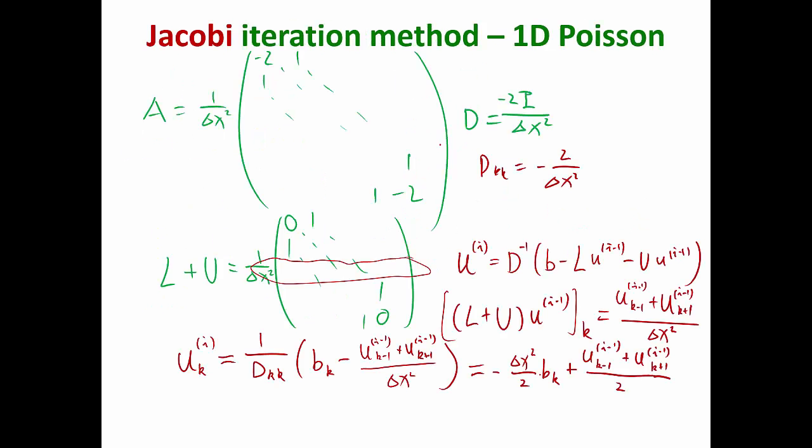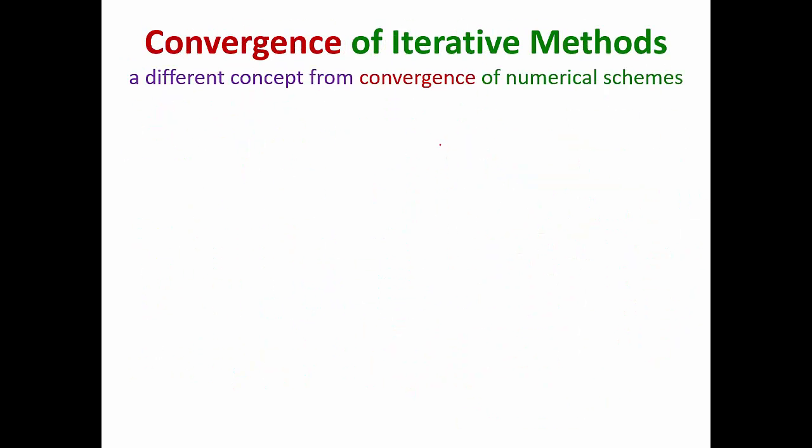So to tell you why, I want to tell you the convergence of this iterative method. First of all, it is different from the concept of convergence of numerical schemes. In numerical schemes, we are talking about the analytical solution minus the numerical solution. Here, we are talking about the difference between u at step k minus u exact.